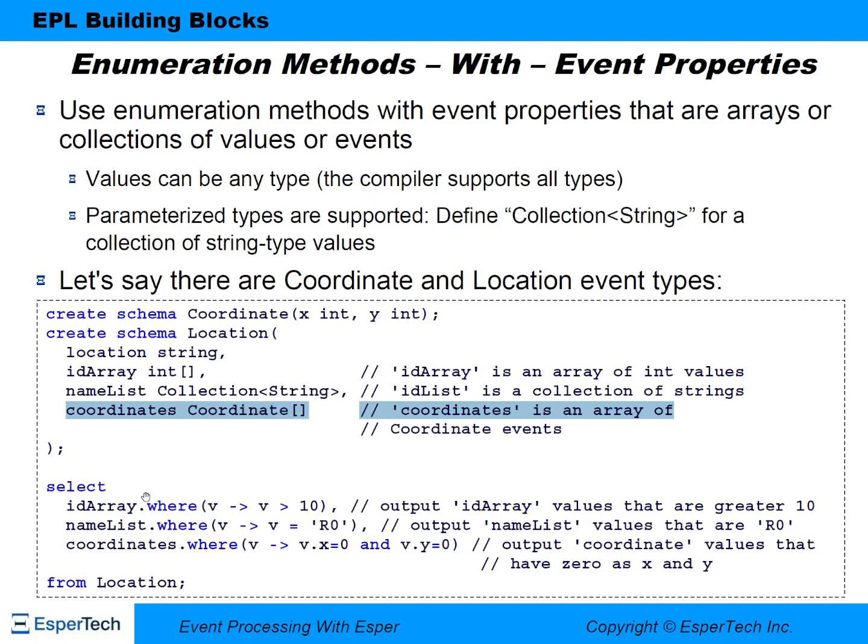The select has these expressions. idArray.where(v => v > 10). This outputs idArray values that are greater than 10. nameList.where(v => v = 'r0'). This outputs nameList values that are r0. coordinates.where(v => v.x = 0 and v.y = 0). This outputs coordinate values that have 0 as x and y.